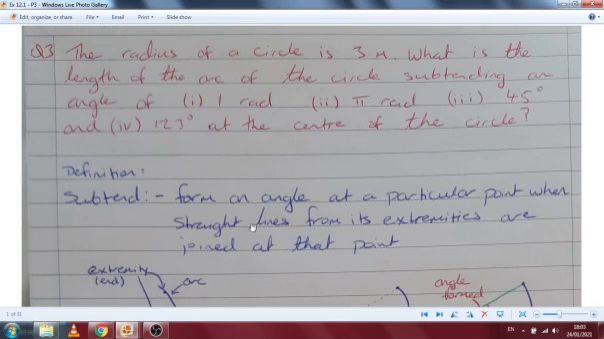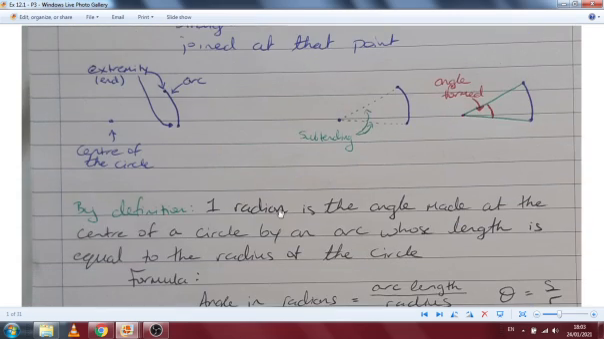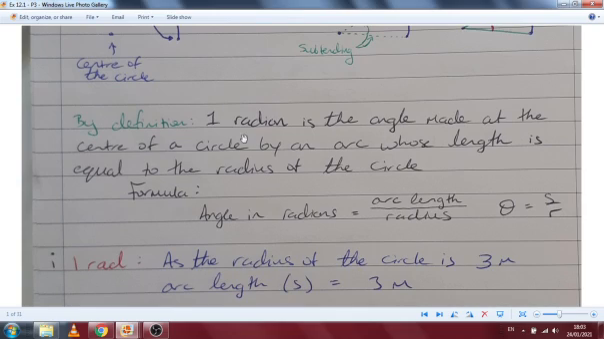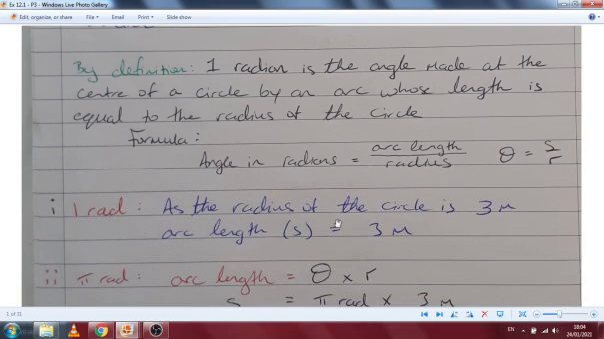So again, back to our question, we first off have the radius of the circle is 3 meters, and we need to know the length of the arc, so we're looking for the arc length S, first off with 1 radian. So by definition, 1 radian is the angle made at the center of the circle by an arc whose length is equal to the radius of the circle. So the angle in radians is equal to the arc length over the radius, so that is theta, which is our angle, is equal to our arc length S over our radius R. So we know for the first one, the radius of the circle is 3 meters. So to get 1 radian, we need to have an arc length of 3 meters.